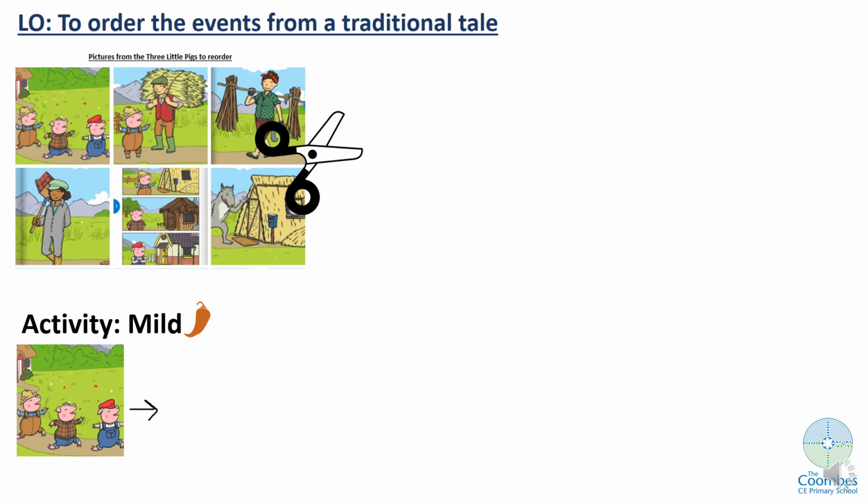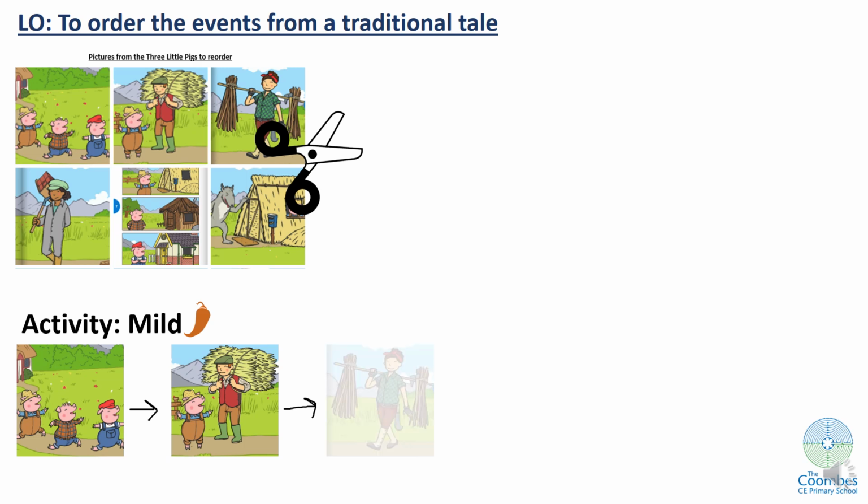and then put the second picture, and then draw an arrow, and then cut and stick the third picture, and then carry on until you've done the rest of the story. So it's just like a text map or a story map. Picture, arrow, getting them in the right order.